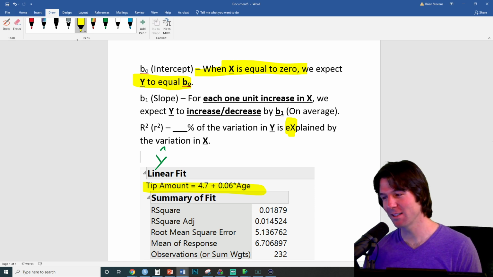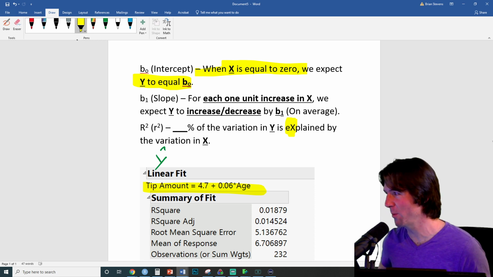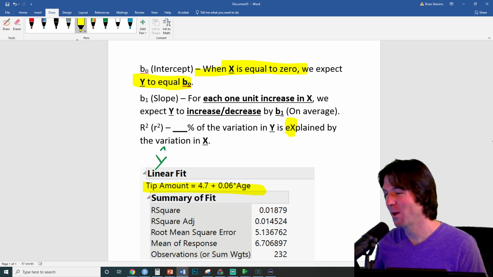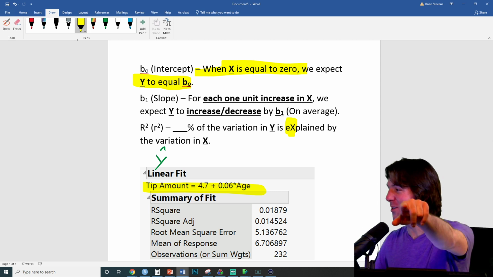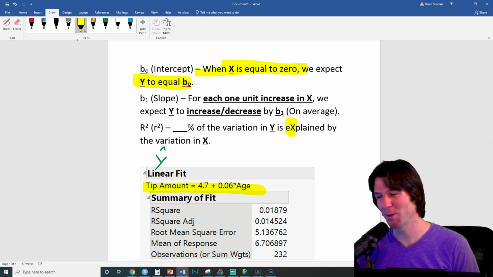Babies tipping. They're $5 for a baby or $4.70 for a baby. Not that bad. I mean, adults don't tip. Model is wrong because all models are wrong, but some are useful.